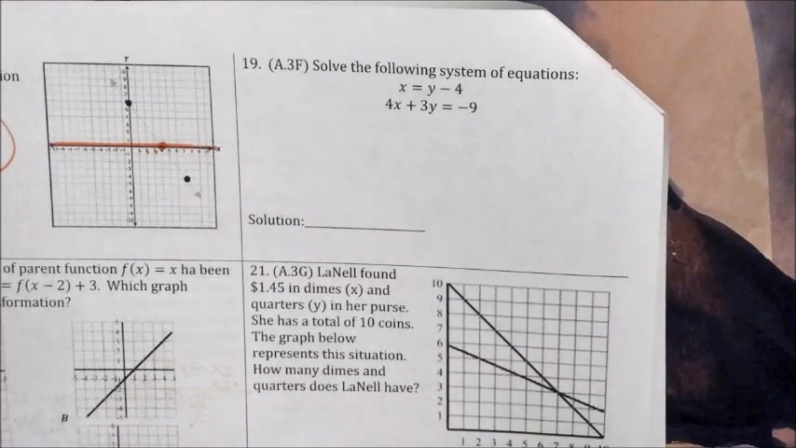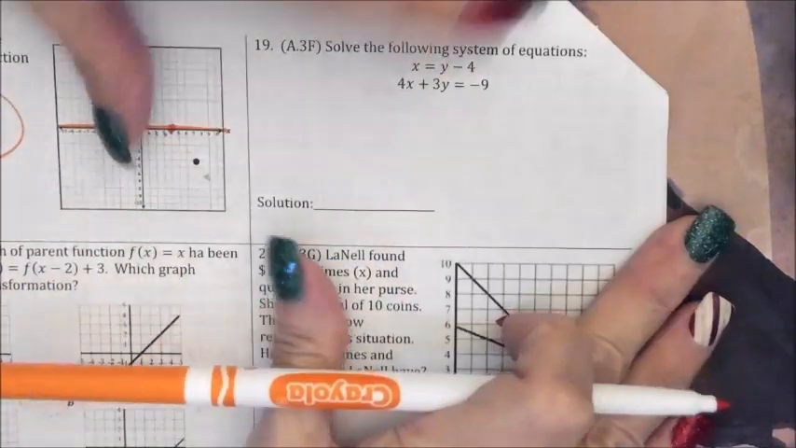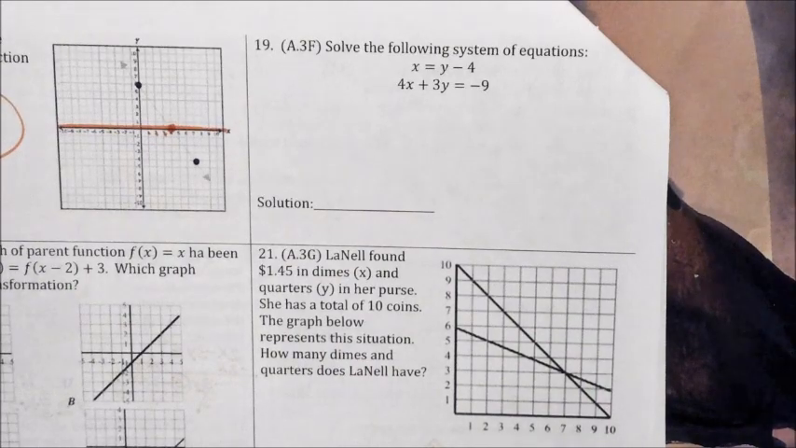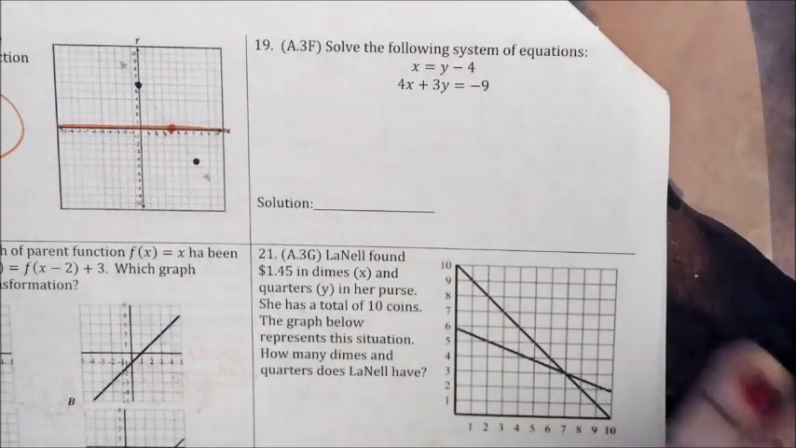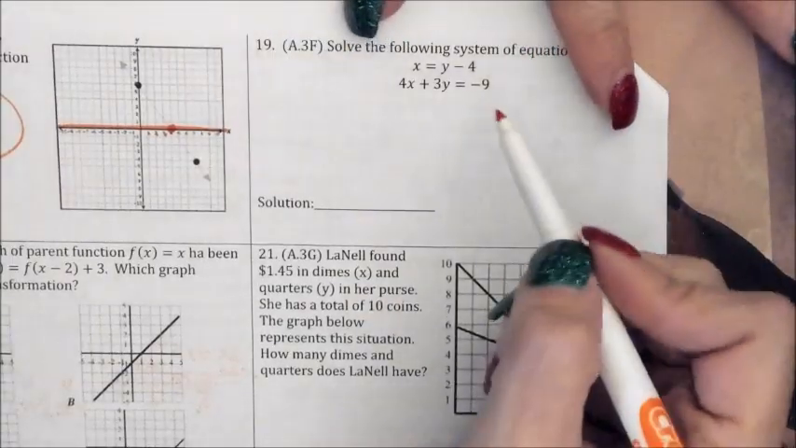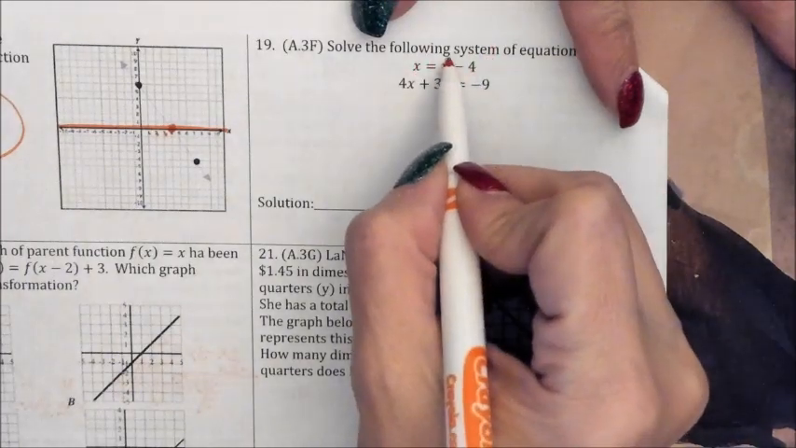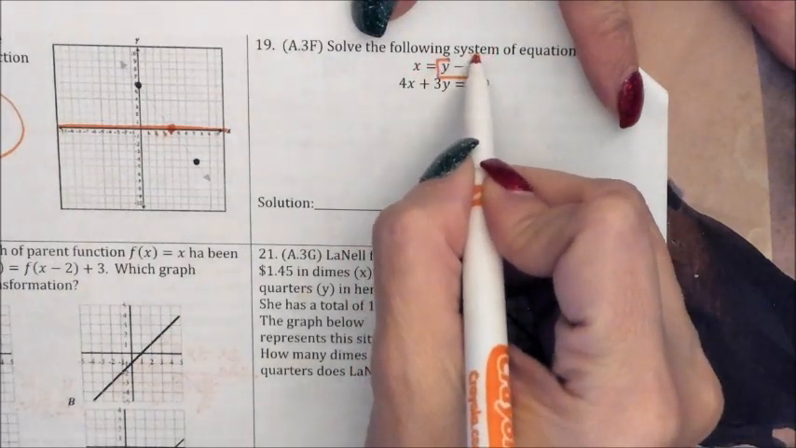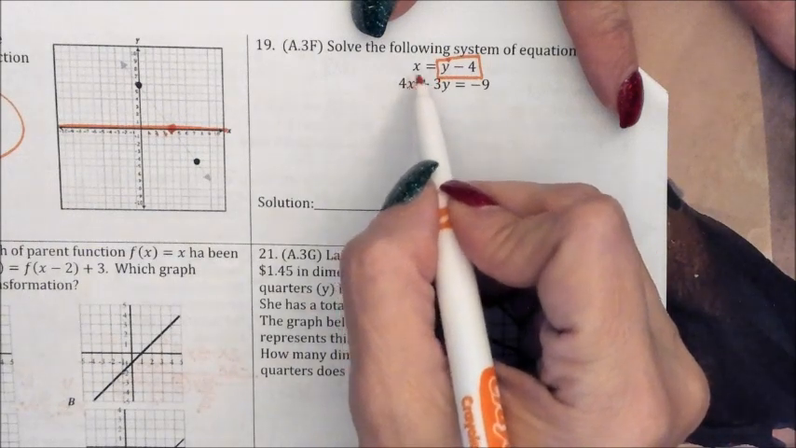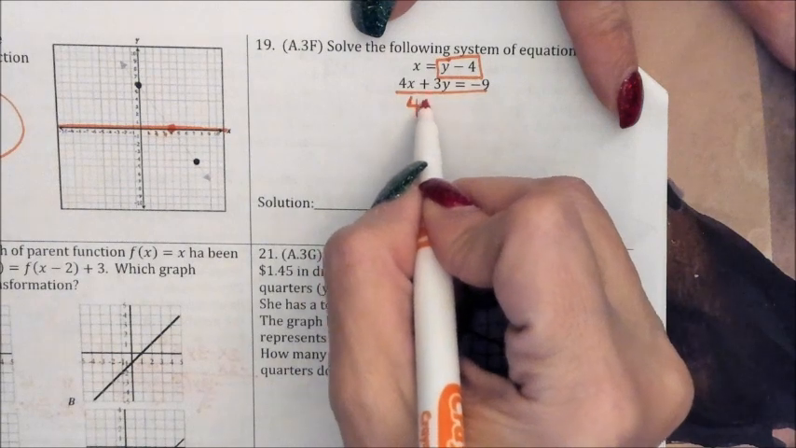Solve the following system of equations. We can solve this any way we want. So many of you like to graph, so I'm just going to start off by graphing it. It doesn't tell me which way to solve it. Those of you that are looking at this and you're like, but Miss Dean, it's already got x alone, you can, if you want, substitute y minus 4 in for the x. If you're doing it that way, you draw your line, and you would do 4 parentheses.